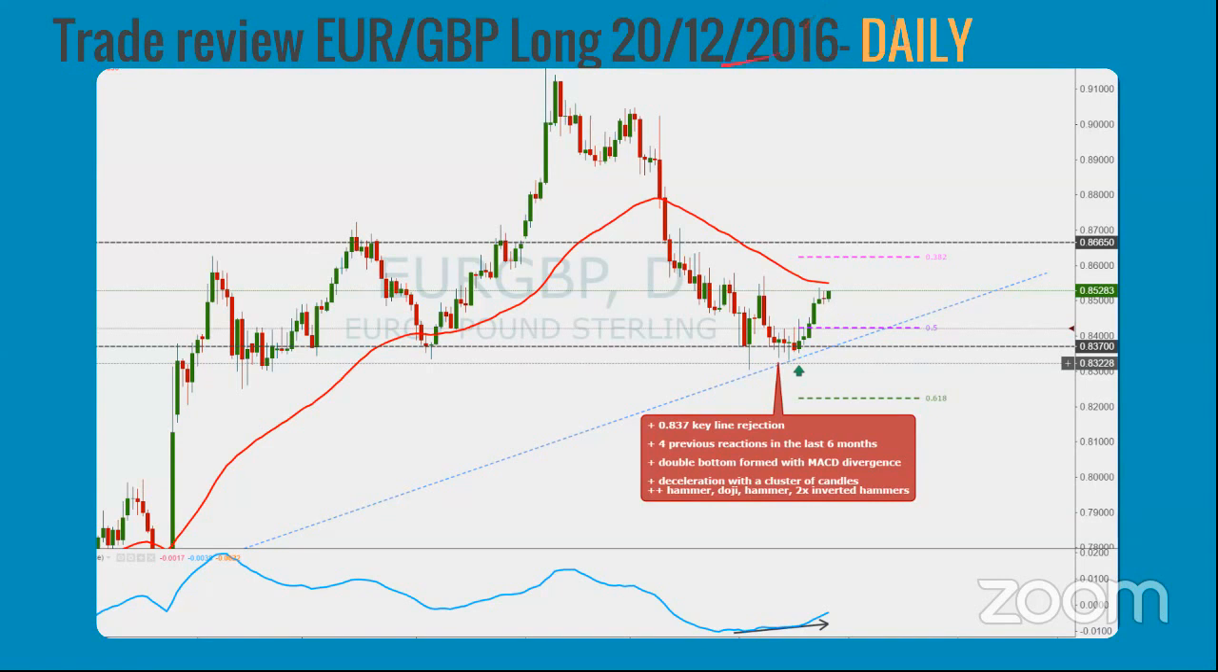If you look at this price chart, this is the daily chart for the Euro Pound. What's happening here is we can see price form this higher high, higher low, then form this higher high here, but not form a higher low.